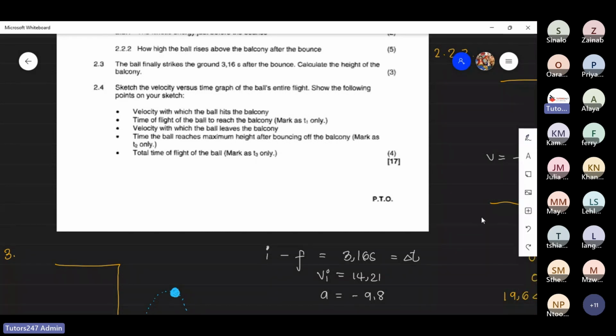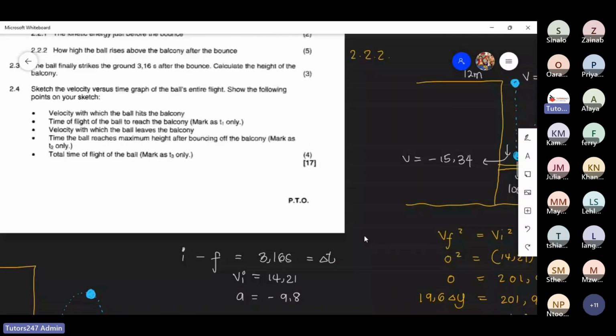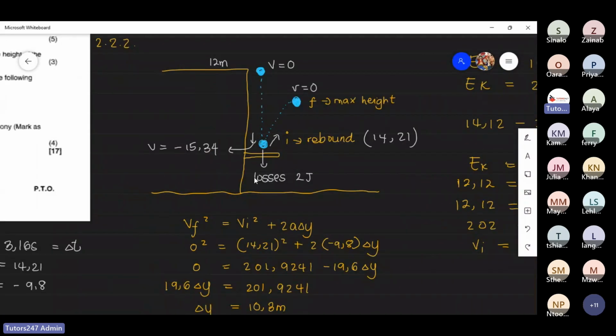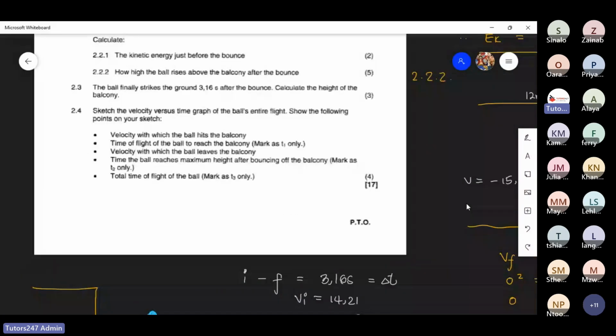So let's see, where's the velocity with which the ball hit the balcony? Here it is. The velocity with which the ball hit the balcony is negative 15.34. So let's make a note next to point 1. So we need to show this value, negative 15.34. Next it states the time of flight of the ball to reach the balcony. Mark as T1. So we don't need the actual time value. We're going to mark it as T1, okay?